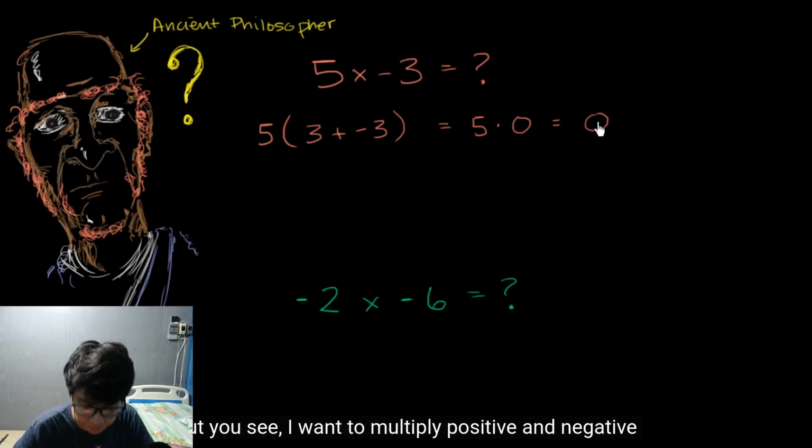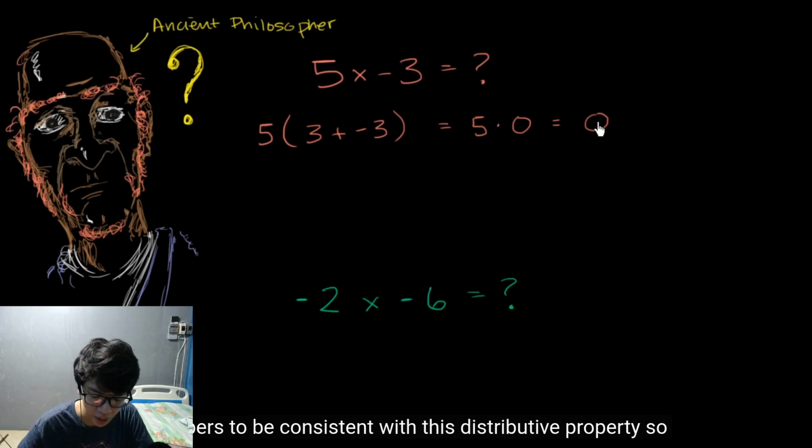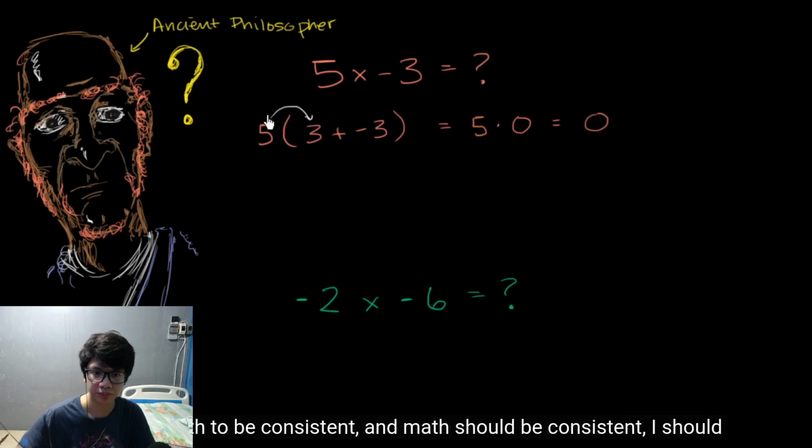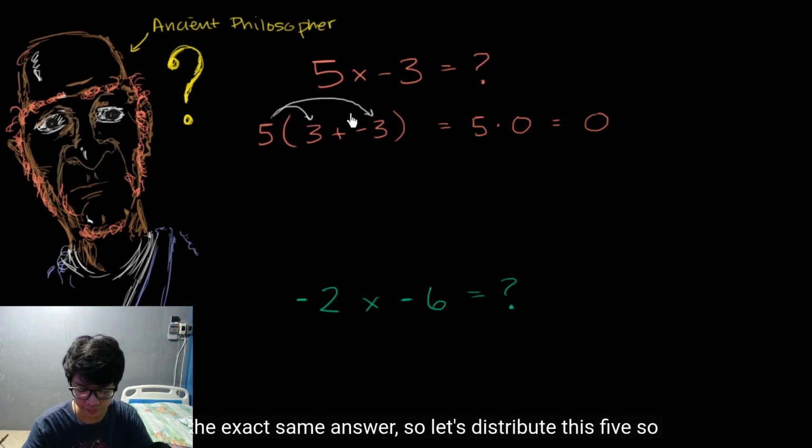But on the other hand, you say, well, I want multiplying positive and negative numbers to be consistent with the distributive property. So I should be able to distribute this 5. And for math to be consistent, and math should be consistent, I should get the exact same answer. So let's distribute this 5.